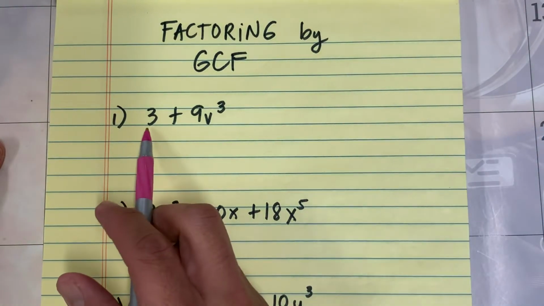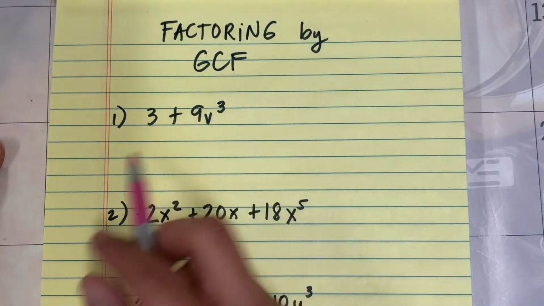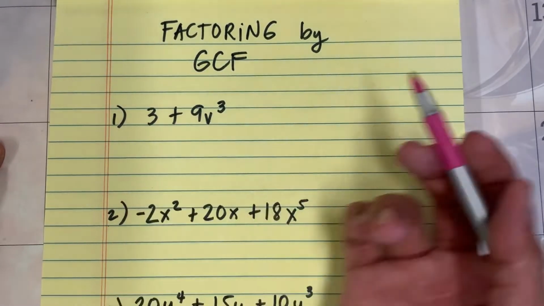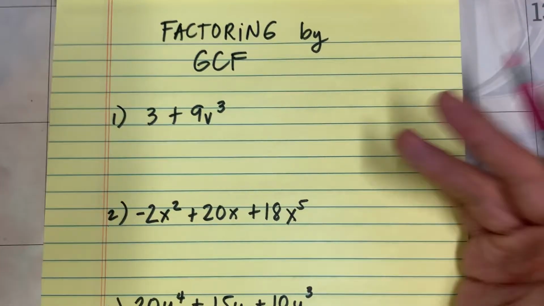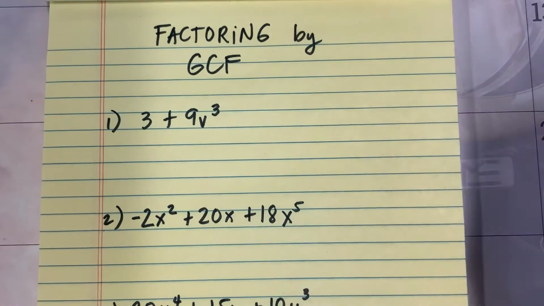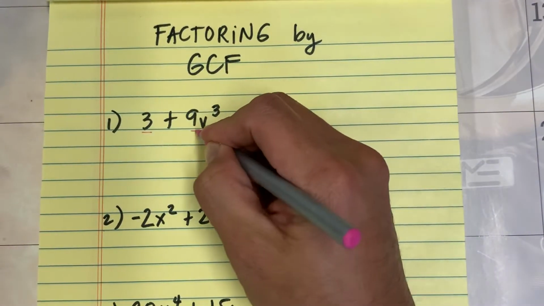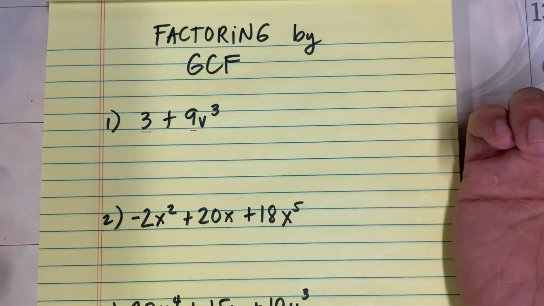Mr. Rose here to explain how to factor by greatest common factor, GCF. If we're given a polynomial like 3 plus 9v to the third power, what's the greatest common factor of them? There are various ways of knowing this. First, you go with the coefficient. What's common between 3 and 9? 3 and 9 are both divisible by 3.